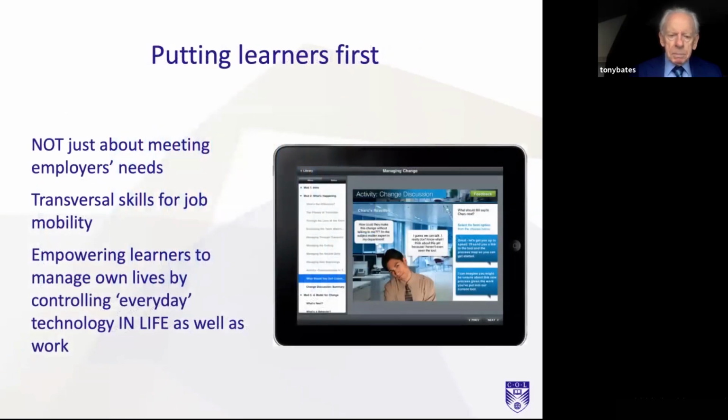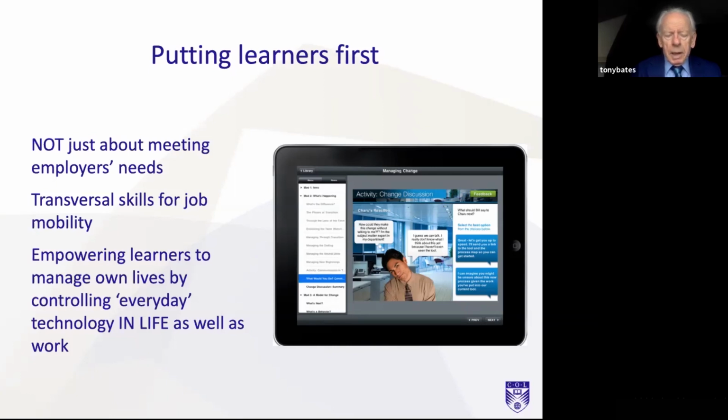Now, this isn't just about putting employers' needs first. Another important finding from the Royal Bank was that people need skills that they call transversal skills that allow them to move from one job to another. The obvious example here is good communication skills. So if your job disappears, but you've still got very good communication skills, that will carry over to a new employer. So it wasn't just about meeting employers' needs.